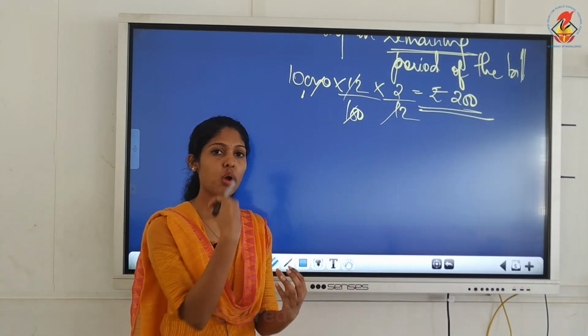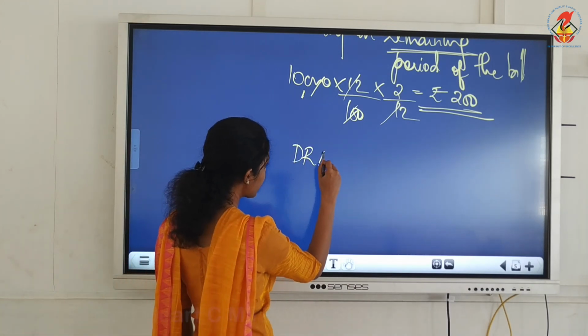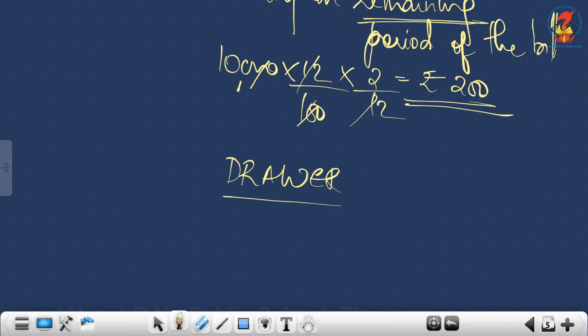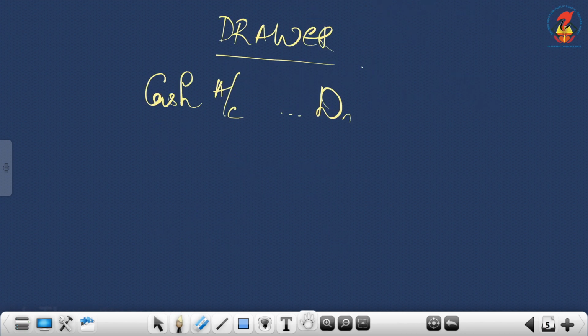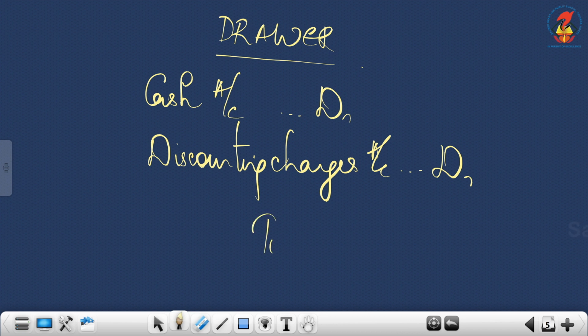So when you discount it with the bank, what are we getting? We are going to write the entries in the books of drawer, and the drawer will be getting cash, isn't it? So it is cash account debtor. Then they are taking some discounting charges, which is an expense for us. For the firm, it is an expense, we will debit it. So discounting charges account debtor. To, what are we giving them? What are we giving the bank? The bills receivable.